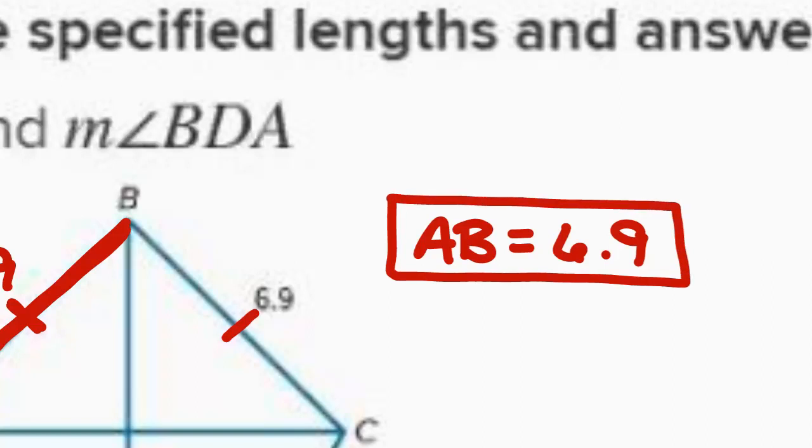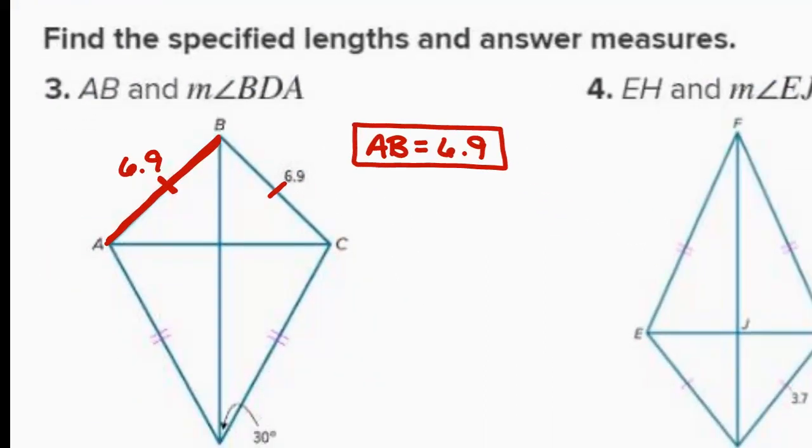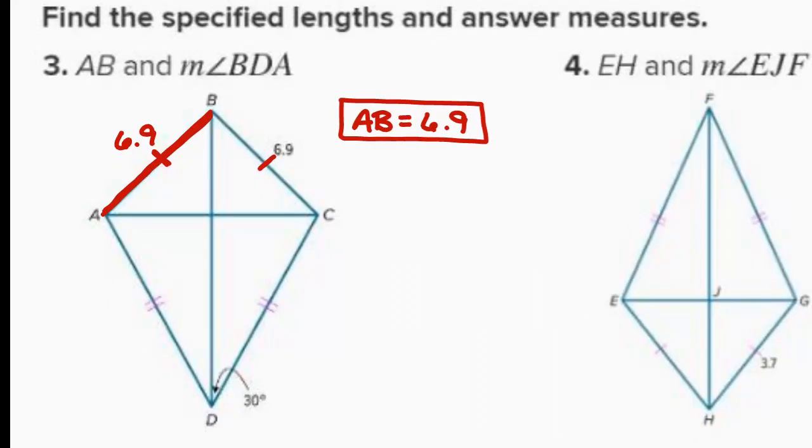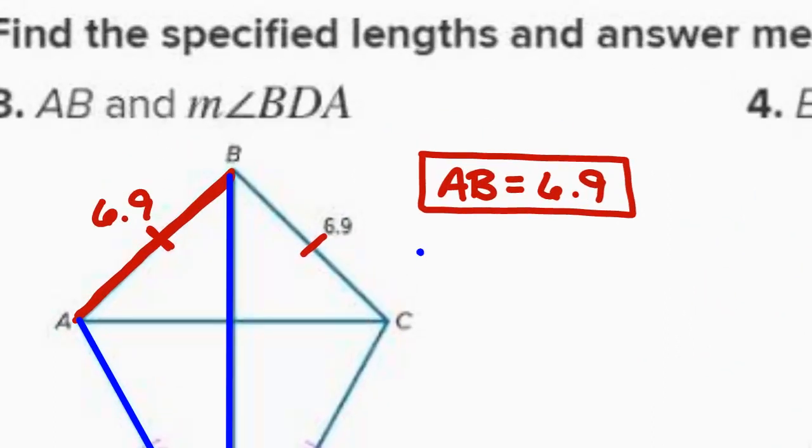What about angle BDA? So we go from B down to D and then up to A. So this angle right here is the one we're looking for. How big is that angle? 30 degrees. It is congruent to this angle right over here because that long diagonal is bisecting the angle. So the measurement of angle BDA is 30 degrees.